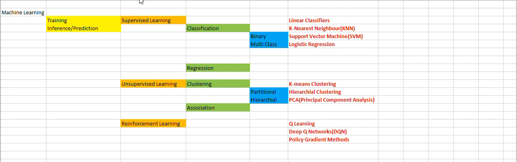Now, I have mentioned here, you can see for classification in supervised learning, these are the algorithms which machine learning uses. And for unsupervised learning, k-means clustering, hierarchical clustering, PCA, principal component analysis, these are the algorithms which machine learning uses. And for reinforcement learning, Q learning, deep Q networks, DQN, and policy gradient methods. These are some of the examples which we use as algorithms in machine learning.